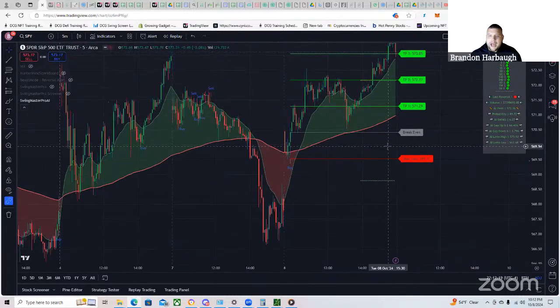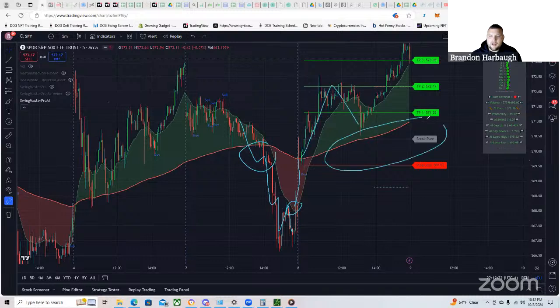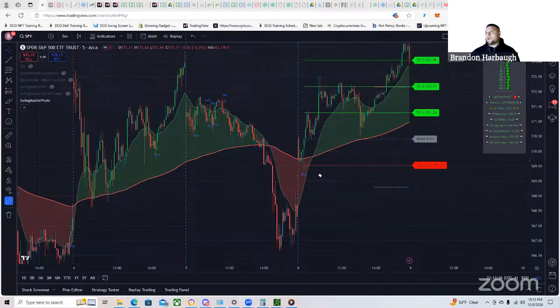So I use it for this simply right here. Once you get this move right there, I know that we're going to start pushing to the downside. Once we get above that, we're probably going to start pushing back to the upside. And once we get below this right here, then we're probably going to start pushing back to the downside. So let us use it for extra confirmation.